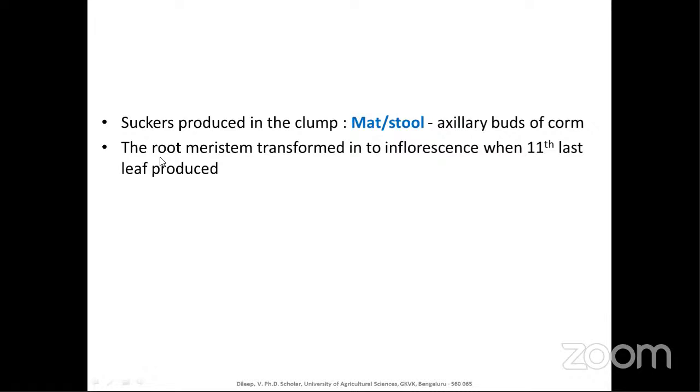So the root meristem that is present in the underground part, I said banana is a monocarpic crop. So what is monocarpic? Vegetative growth will terminate after shooting, no? So until the emergence of the 11th last leaf, whatever the vegetative growth is, it will cease, and the root meristem, since the upper part is the pseudostem and the meristem is present in the underground part, that root meristem is transformed, that is changed into inflorescence, and from that the inflorescence starts to emerge, and after that the reproductive phase will start, okay? This is the physiological aspect, you have to remember this thing.